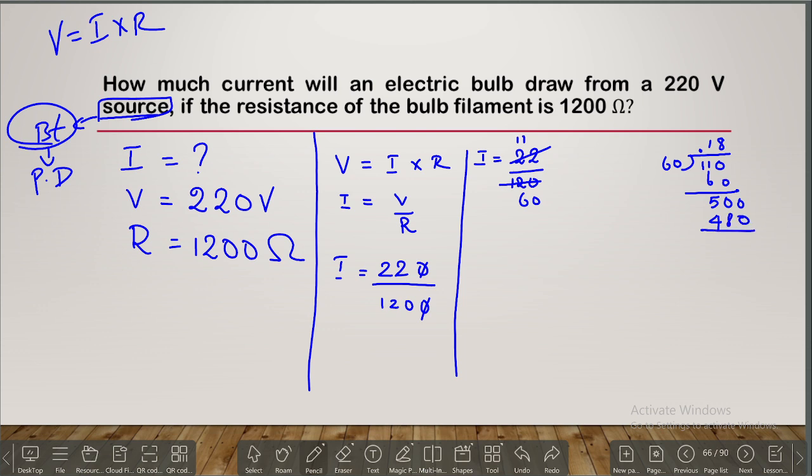480, balance 20, again add a 0, 360 is done, 180. So no need to simplify. After the decimal we got 3 digits, so just stop there. So the current which is going to pass in that given circuit is going to be I is equal to 0.183 ampere. How much current is drawn from the electric bulb over here? 0.183 ampere. Or you can just write this answer as I is equal to 0.18 ampere.